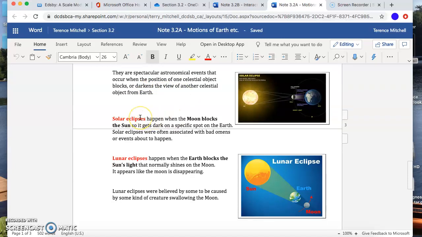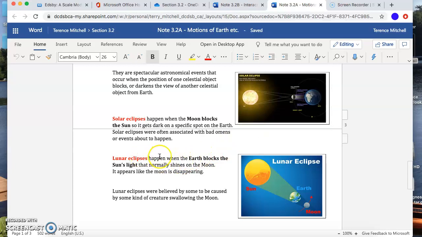So in a solar eclipse, this is where the moon blocks the sun. So here is the sun, here's the moon, here's us, and right here, this spot on Earth would be experiencing a solar eclipse. They would not see the sun because the moon has moved in between the two. And these usually only happen for a few minutes.